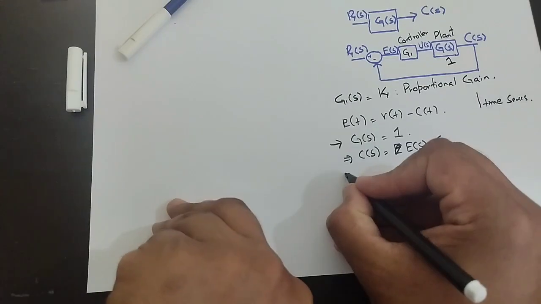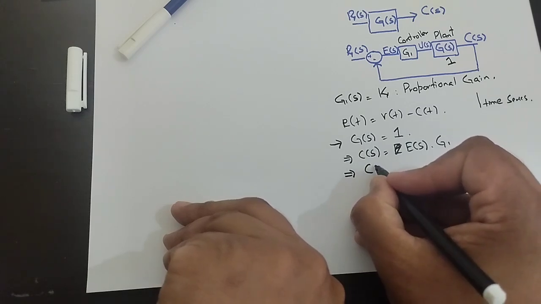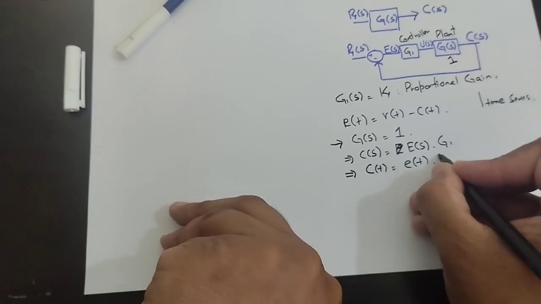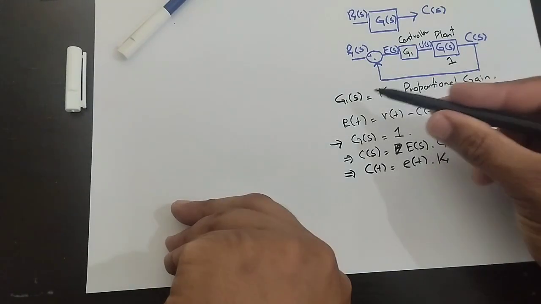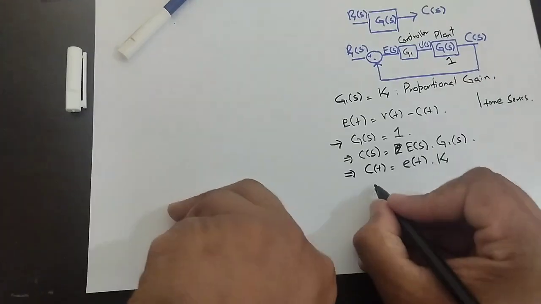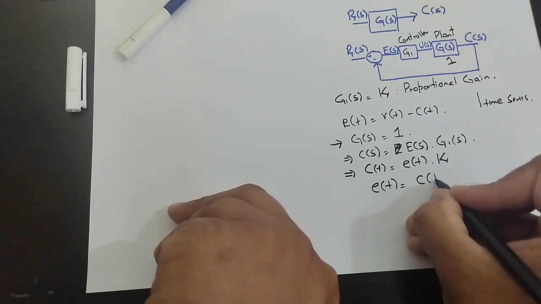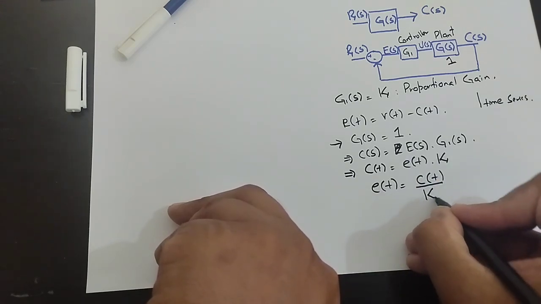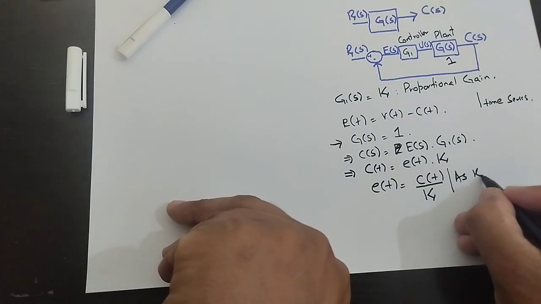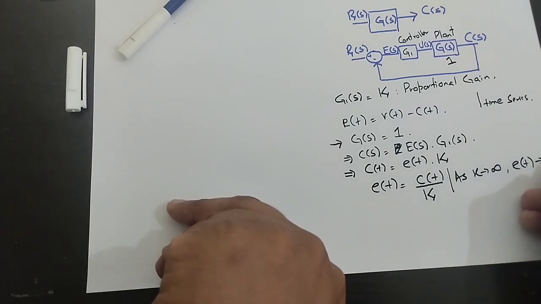Now if we write it in the time domain, C of t is equal to E of t into K, because we selected G1 of S in the form of K. So writing E of t with respect to C and system gain K, we can identify that as K approaches infinity, E of t will approach 0.